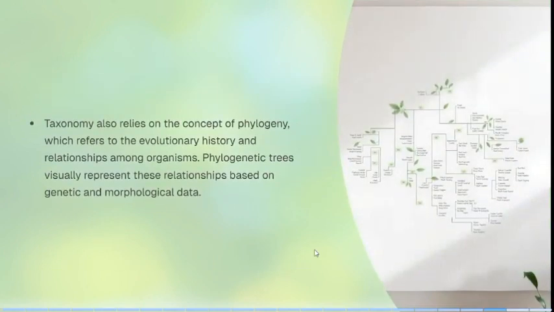Taxonomy also relies on the concept of phylogeny. This refers to the evolutionary history and relationships among organisms. Phylogenetic trees visually represent these relationships based on genetic and morphological data. This is a particular kind of diagram that is used to represent the relationship of organisms based on their genetics and also their morphological data.